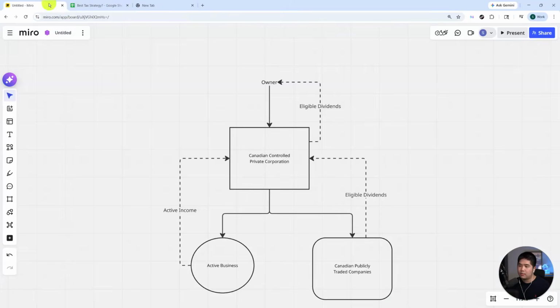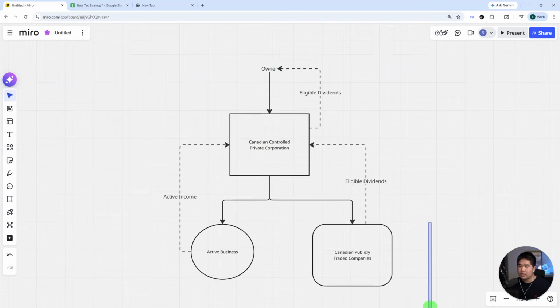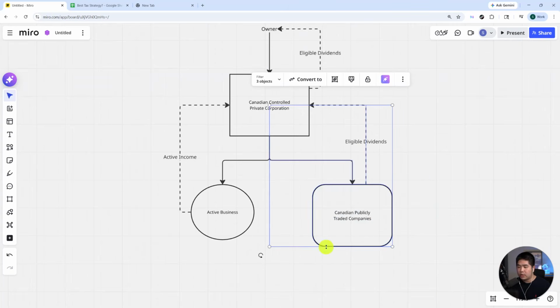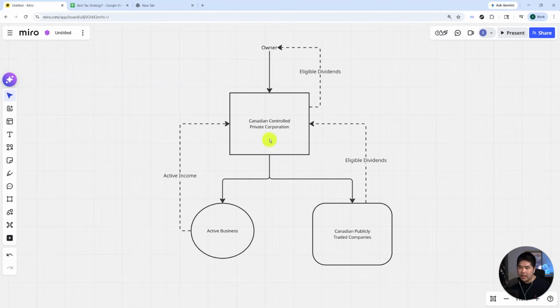So essentially here, what happens is that these eligible dividends can pass through our corporation to the individual owner without paying any taxes. And that makes sense because Canadian publicly traded companies already pay tax on active business income. It doesn't make sense to tax this corporation on that profit again, other than just temporarily. There's a reason for that, which we'll discuss in another video. But the point here is that you can pass eligible dividends through your corporation to yourself without paying any taxes there.